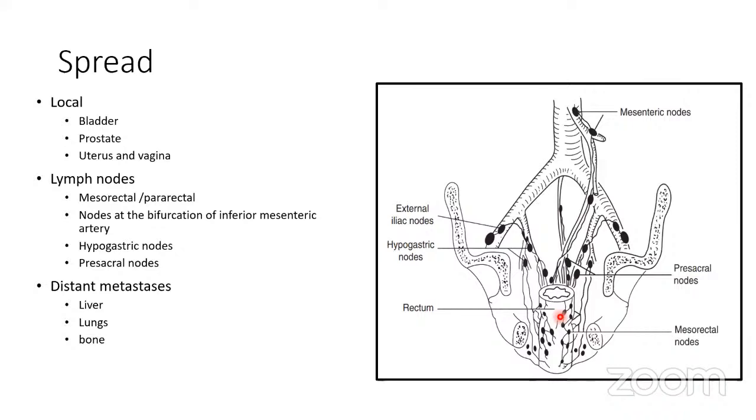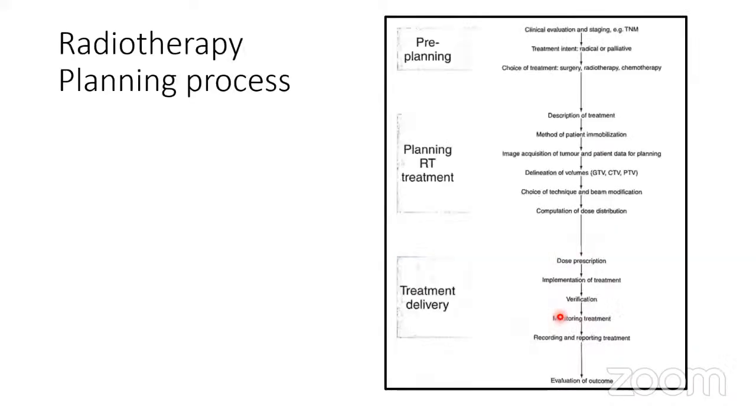The third mode of spread is through the hematogenous route, which is most commonly found in liver, followed by lungs and then bone. Coming on to the radiotherapy planning process, broadly we have three major steps. One is pre-planning, which includes the clinical evaluation of the patient, followed by TNM staging and deciding the treatment intent of the patient, whether it's radical or palliative, and deciding the treatment modalities, either surgery, chemotherapy, or radiotherapy, or a combination of these modalities.